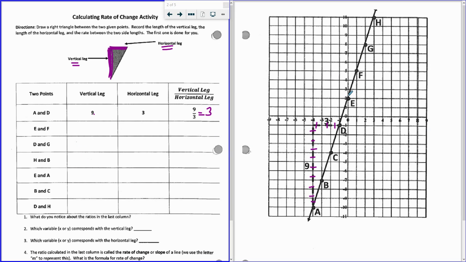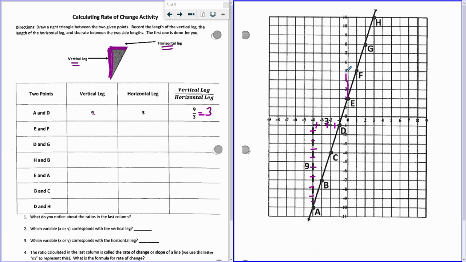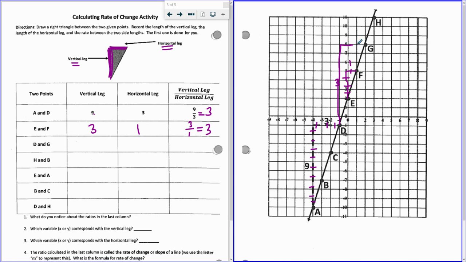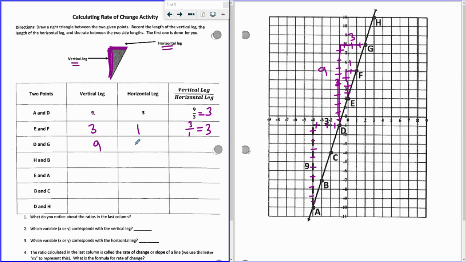To calculate the triangle between E and F, we're going to go straight up and straight over. Our vertical leg is 3 units long. Our horizontal leg is 1 unit long. If we do vertical divided by horizontal, we get 3 again. Now let's do D to G. If I count 1, 2, 3, 4, 5, 6, 7, 8, 9, my vertical leg is 9, my horizontal leg is 3. 9 divided by 3 is 3.